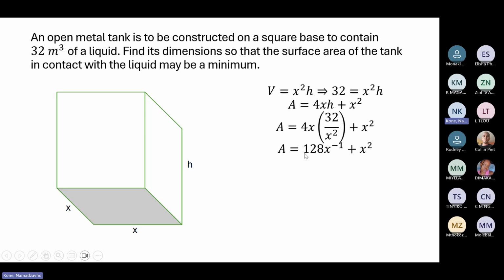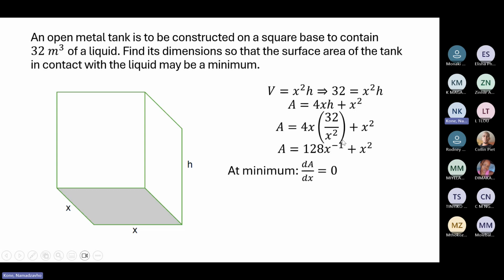Then we want to find this area to be a minimum, as we have done in the previous example, minimum or maximum. At maximum or minimum, the derivative of A with respect to x is equal to 0. So then we now go to the equation and do its derivative. The derivative is the normal differentiation.